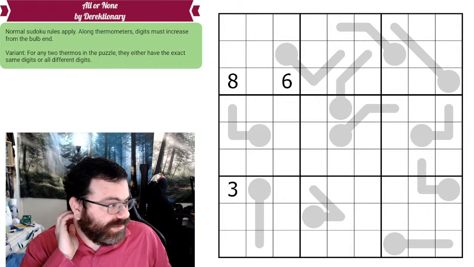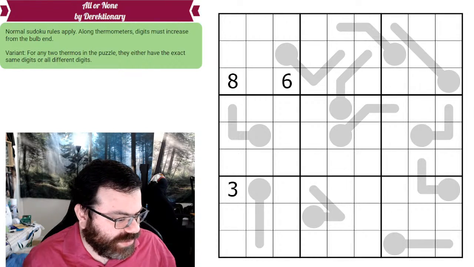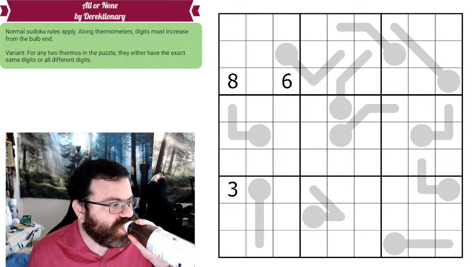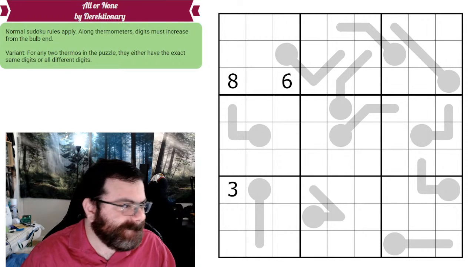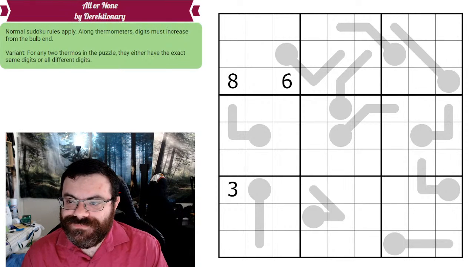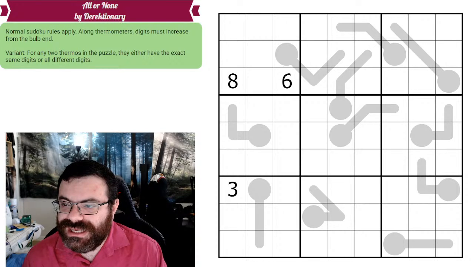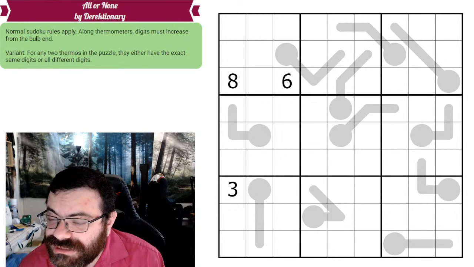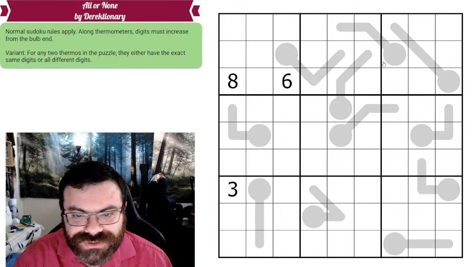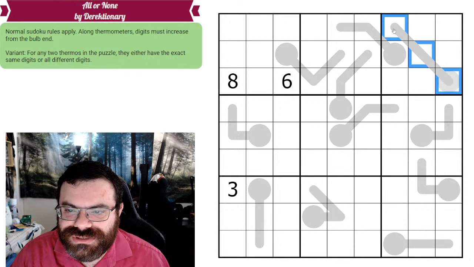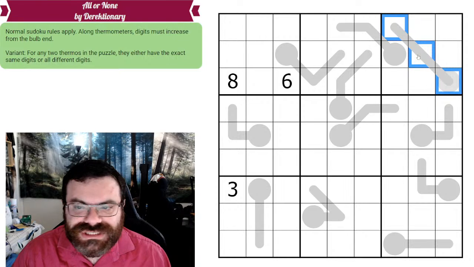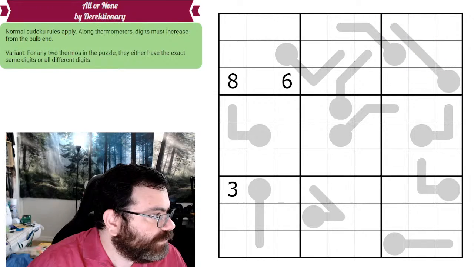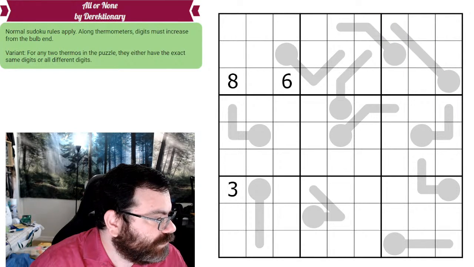Alrighty, so I guess I can get started while I drink my breakfast here. So this is called All or None by Derektionary, normal Sudoku rules and standard thermometers, but we do have an extra special rule. So let's go over thermometers first. These are the thermometers on the grid. The digits strictly increase from the bulb.